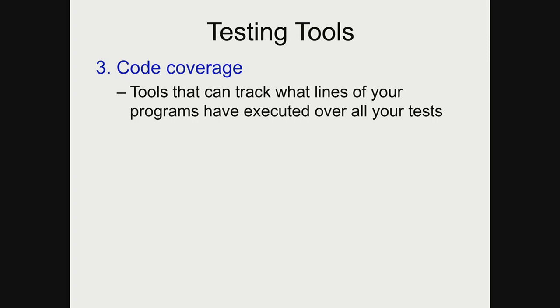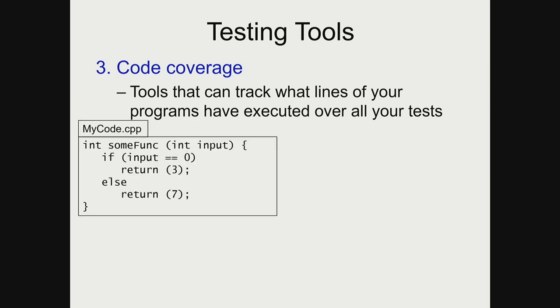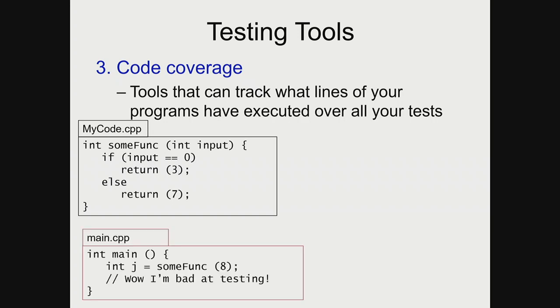There's another set of tools we won't use called code coverage. What those tools do is you run all your tests, and they keep track of how many times every line of code in your program is executed. Let's say I have this little function with an if statement in it, and this is my only unit test. I call my function with an input parameter of 8. If I do that, it's never going to hit this line. This line only gets hit if input is 0, and I have no tests that check that.